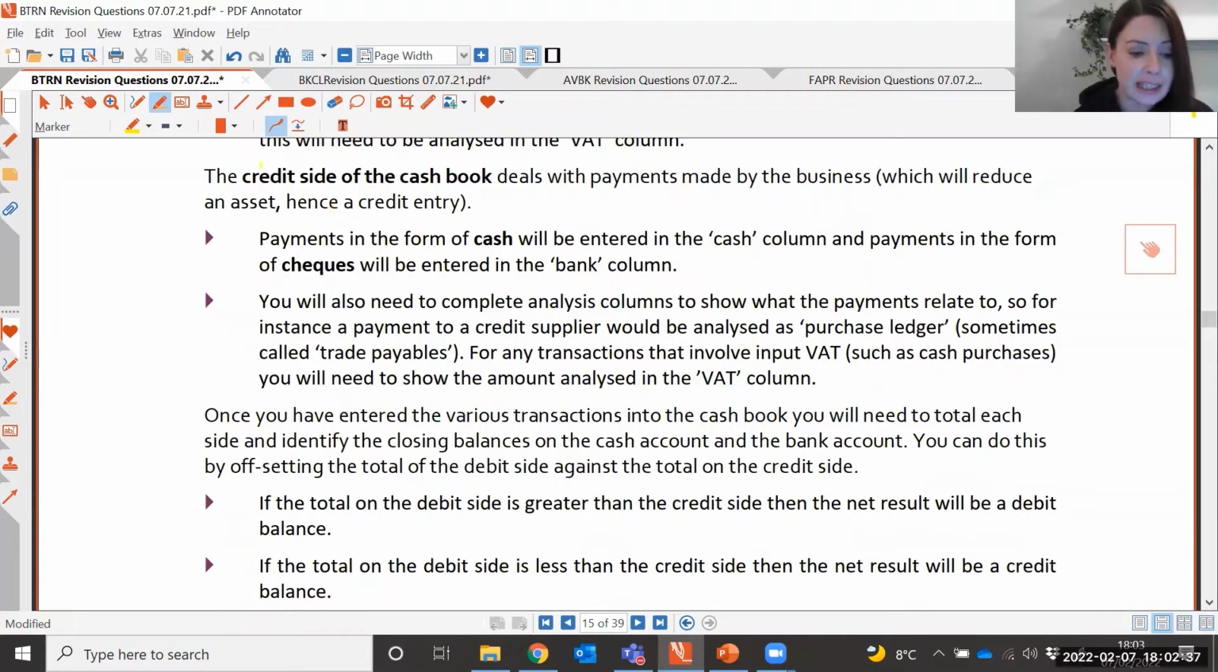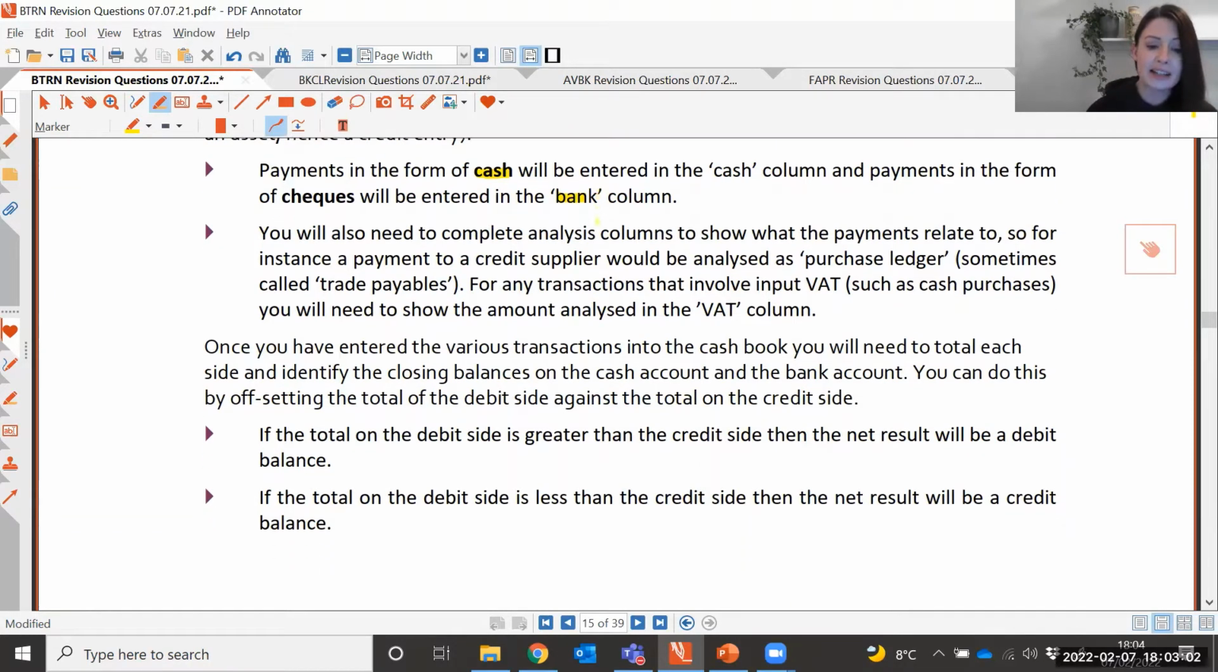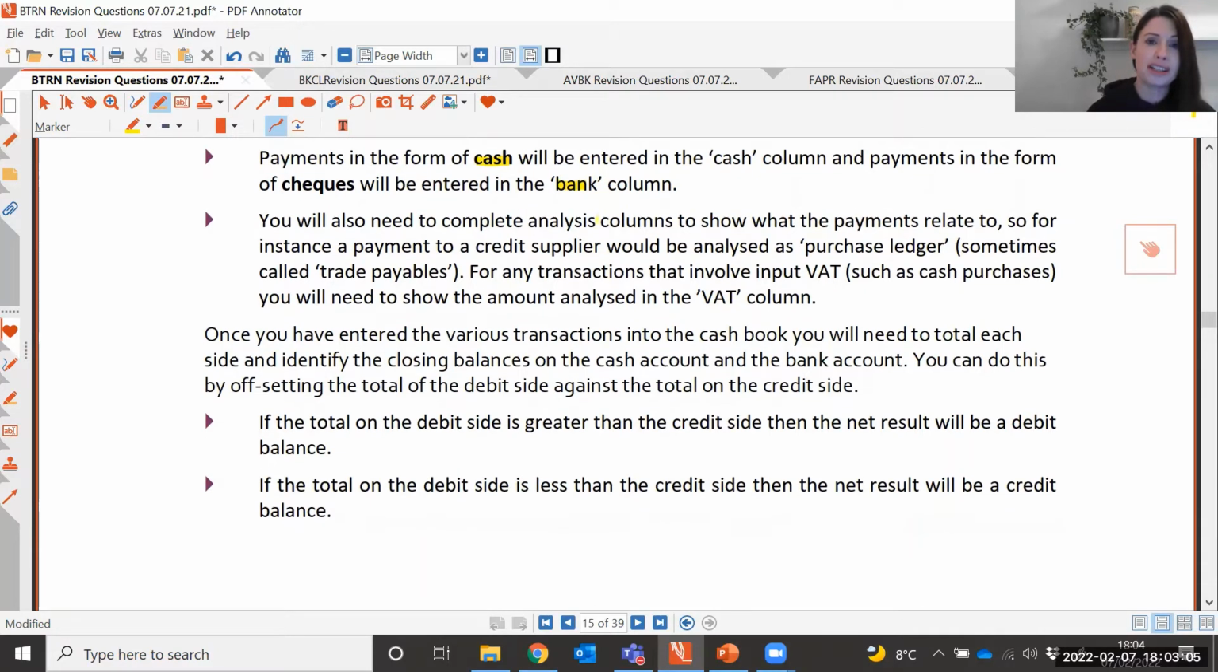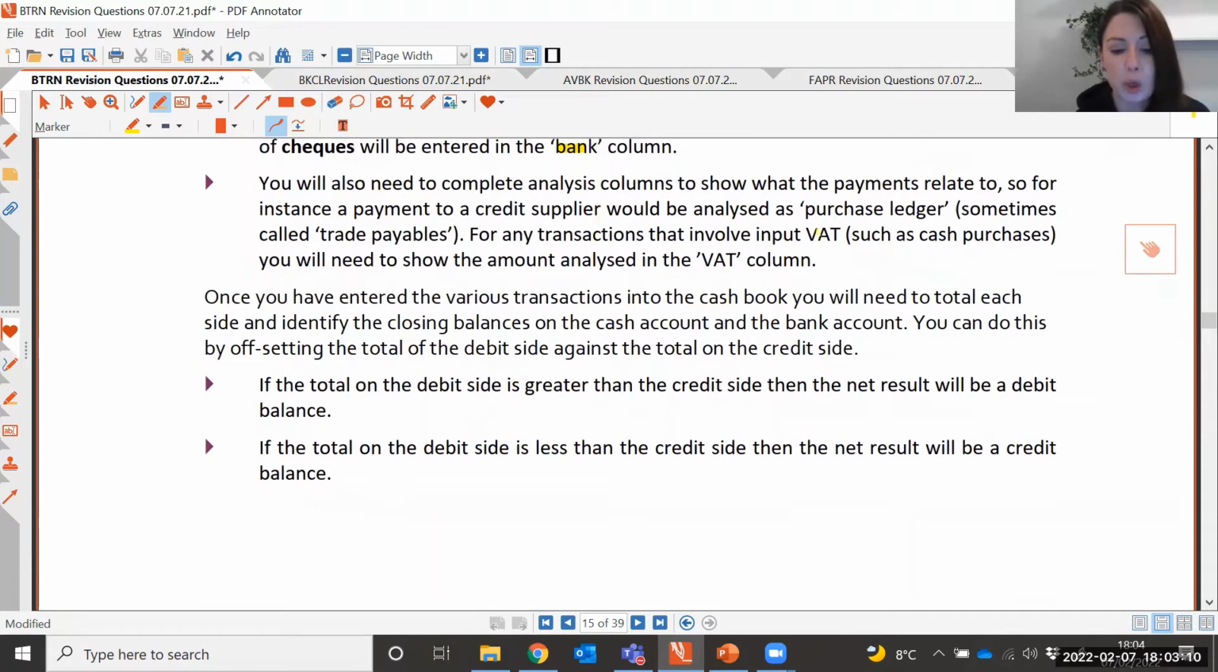Okay, so the credit side of the cash book deals with payments going out of the business. So this is things that will reduce the asset of the business. And again, there'll be two main columns within the cash book, the cash column and the bank column. So just remember, cash column, physical cash, any checks will be entered into the bank column. And again, just like the debit side of the cash book, on the credit side, there will be separate analysis columns. And again, just watch out with the VAT column, with the treatment of VAT. And you'll see that in a minute when we go into the task.